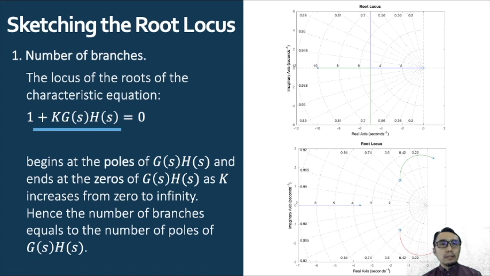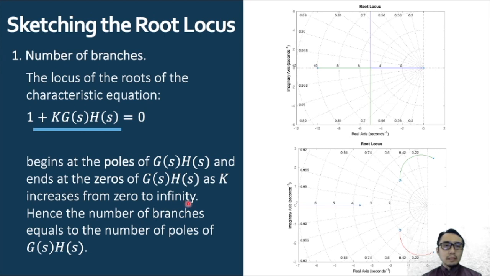Okay, now we look at some basic rules of how to sketch the root locus. The first rule is how many branches there are for the locus. The locus of the roots of the characteristic equation, i.e. the root locus, will begin at the poles of the open loop transfer function. That's the strength of the root locus, by the way. You don't really need to solve for the closed loop. Just by looking at the open loop transfer function, you can identify the behavior of the closed loop poles.